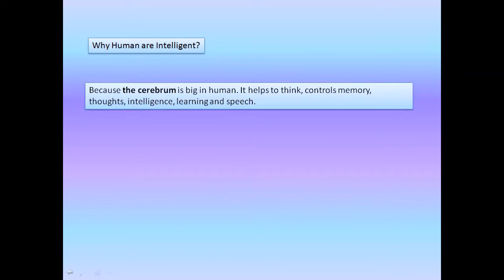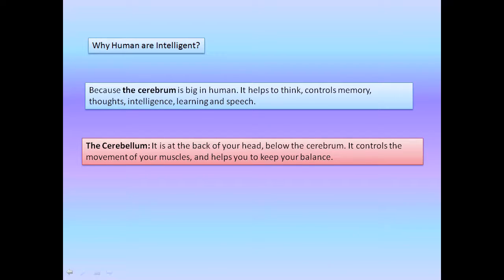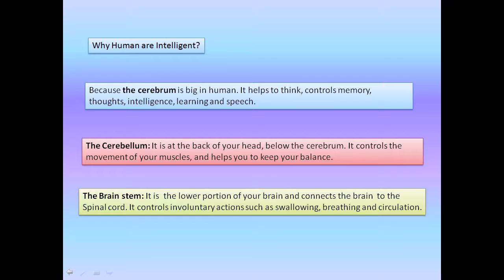Do you know why humans are more intelligent than other animals? Because the cerebrum is big in humans. It helps us to think, and controls memory, thought, intelligence, learning, and speech. And the cerebellum, what is it? It is at the back of your head, below the cerebrum. It controls the movement of your muscles and helps you keep your balance. And what is the brainstem? It is in the lower portion of the brain and connects the brain to the spinal cord. It controls involuntary actions such as swallowing, breathing, circulation, heartbeat, etc.